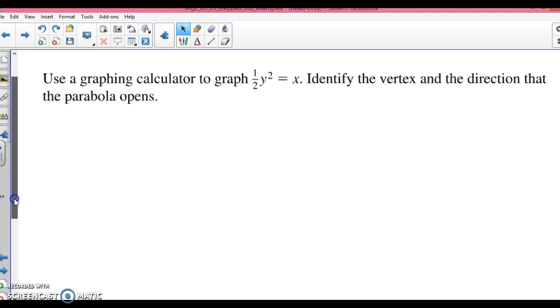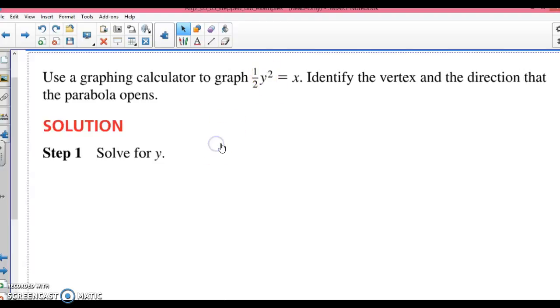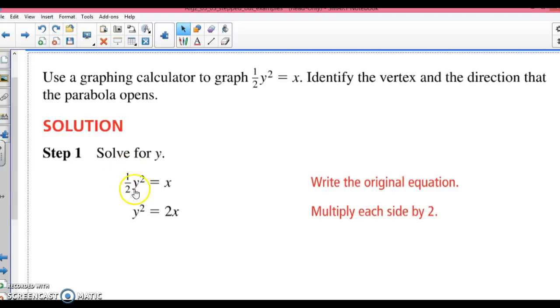So the first thing we want to do when graphing this is we notice that the y squared is over here with some other stuff and x is all by itself. Well, that makes it pretty difficult to graph, so we're going to first solve for y. In order to do that, I first write my original equation. I notice that this y squared, since I'm solving for y, is being multiplied by 1/2. So I want to get rid of that.